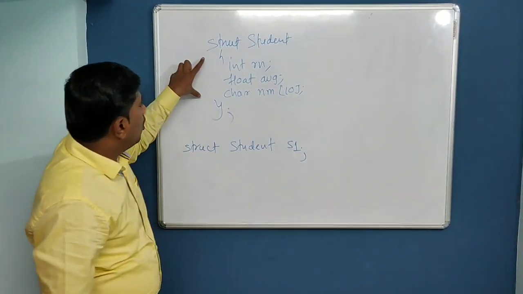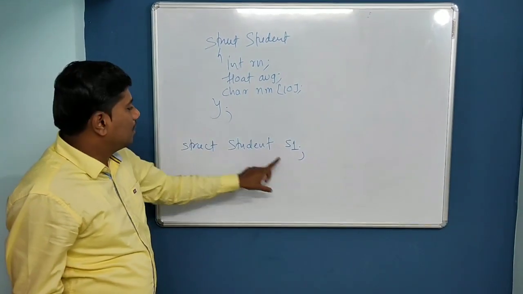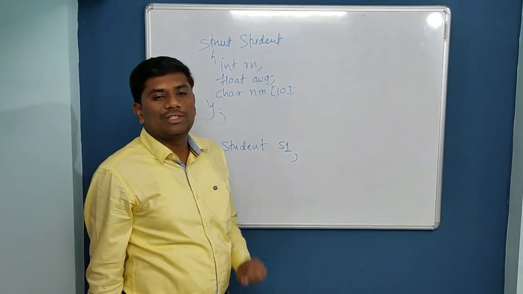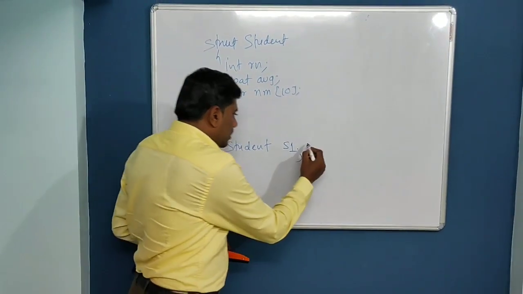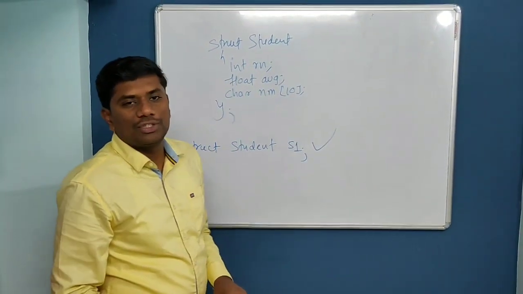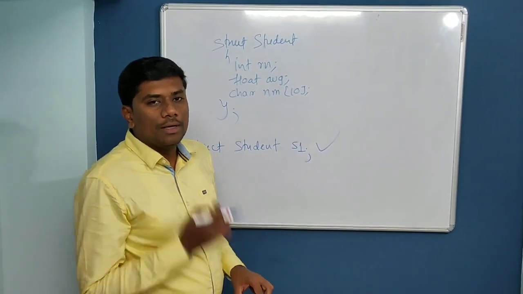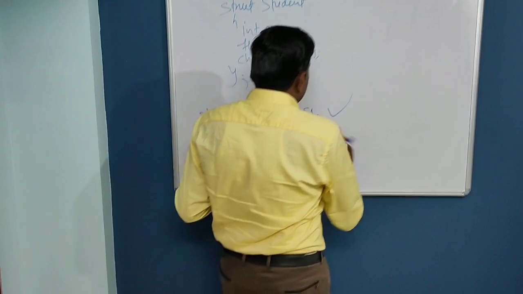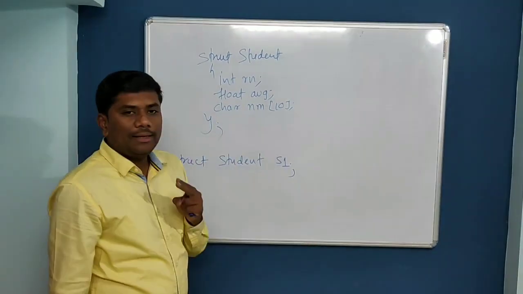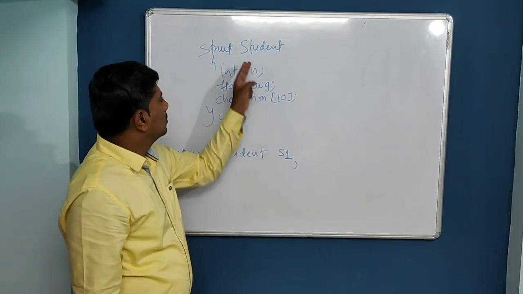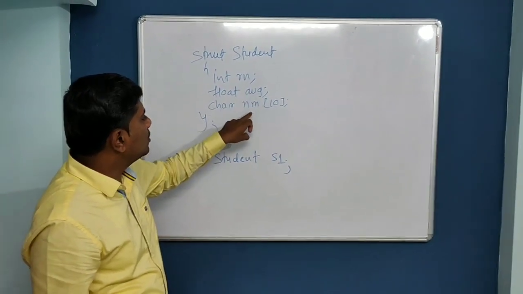So see, we have already discussed that whenever compiler sees structure definition, no memory will be allocated. When compiler sees structure variable declaration, at that point memory will be allocated to your structure. So how memory will be allocated? Okay, that we see. Now see, here there are three members in your structure. Your structure student has three members: roll number, average, name.